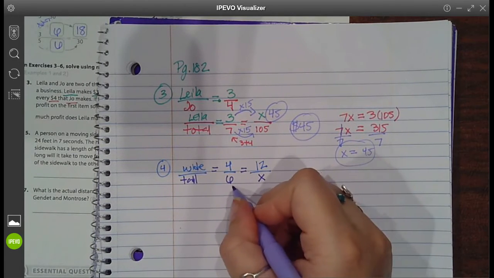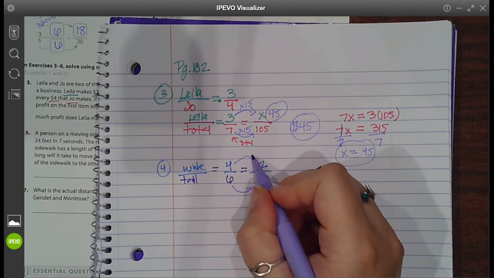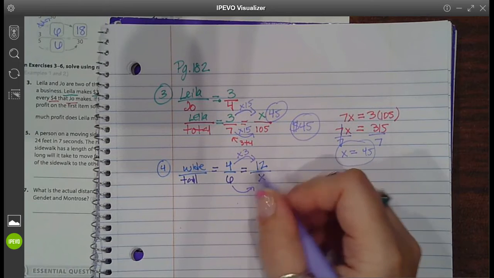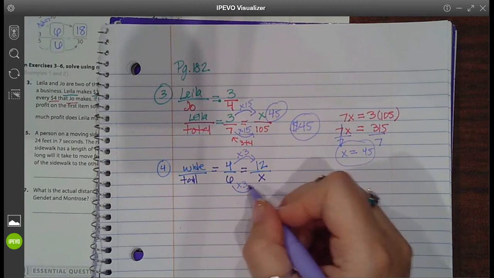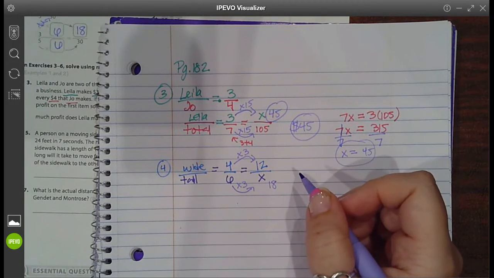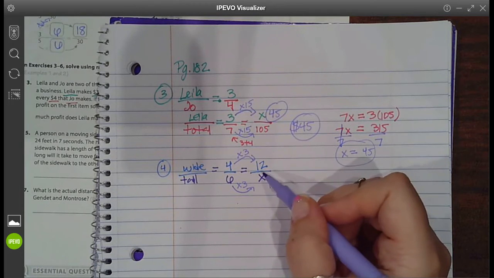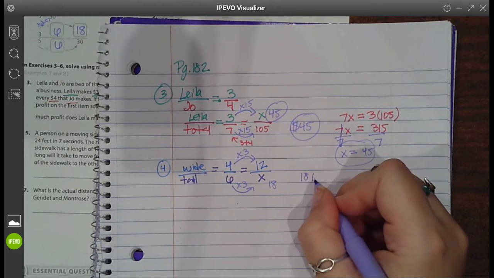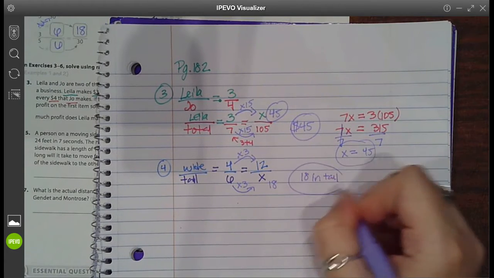Well, always go towards the direction of your unknown. And how do you get from 4 to 12? You multiply by 3. So then multiply this by 3, and 6 times 3 is 18. So if you make it 12 inches wide, then it has to be 18 inches tall. Otherwise, your picture is going to look funky.